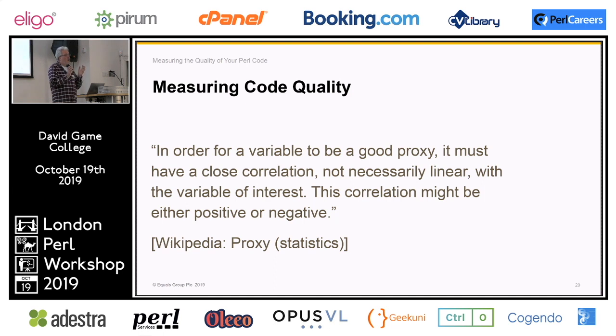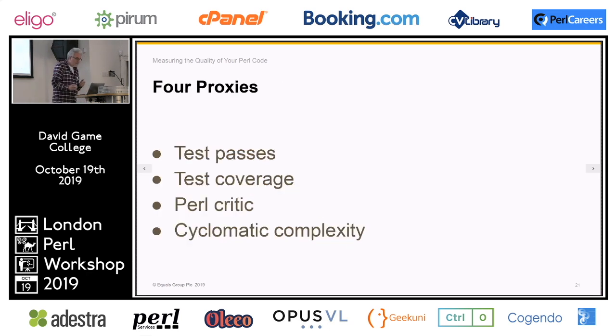Moving on in the definition, in order for the variable to be a good proxy, it must have a close correlation with the value that you're trying to measure. That measure doesn't have to be linear, and it could be positive or negative. So it could be something that exponentially goes up when your code gets better, and it could be something that goes down as your code gets better. And we'll see examples of all of these things. So I'm going to propose 4 proxy measures that we can use to measure the quality of our Perl code. We have test passes, test coverage, Perl critic scores, and cyclomatic complexity.